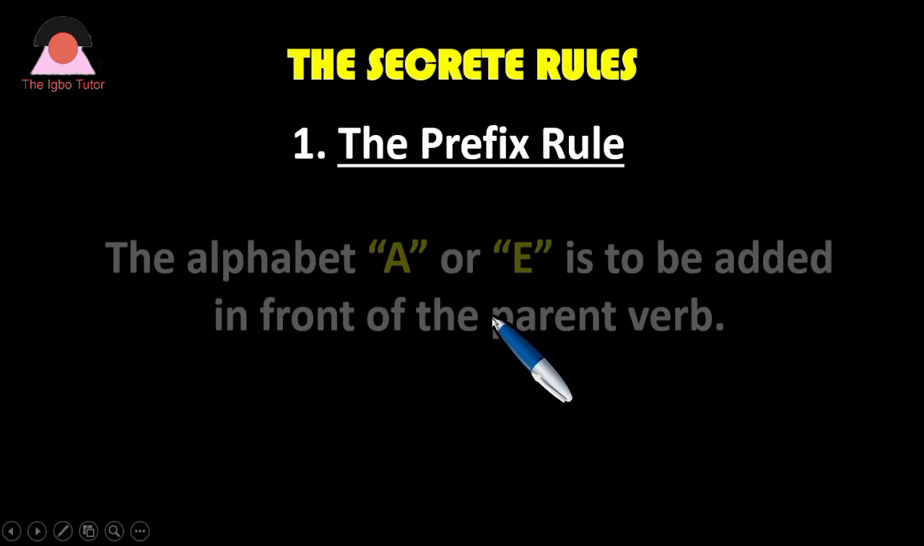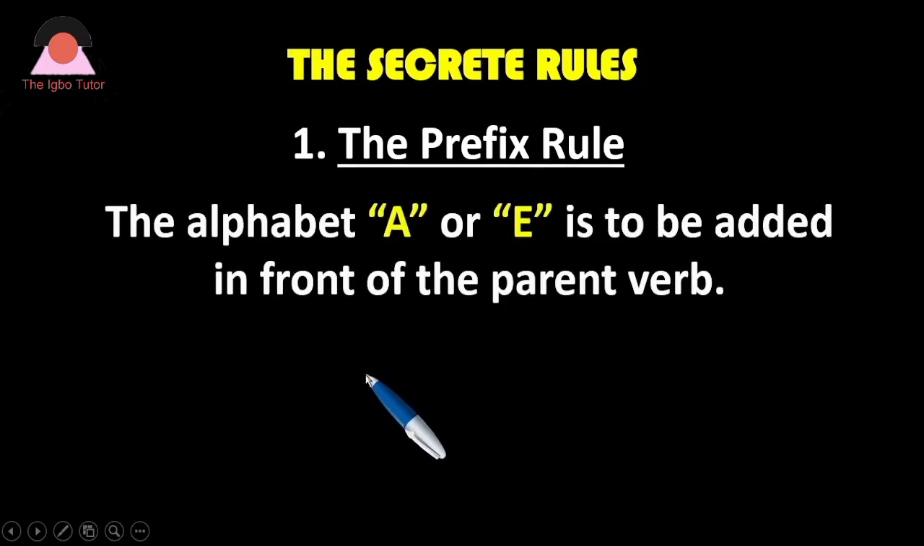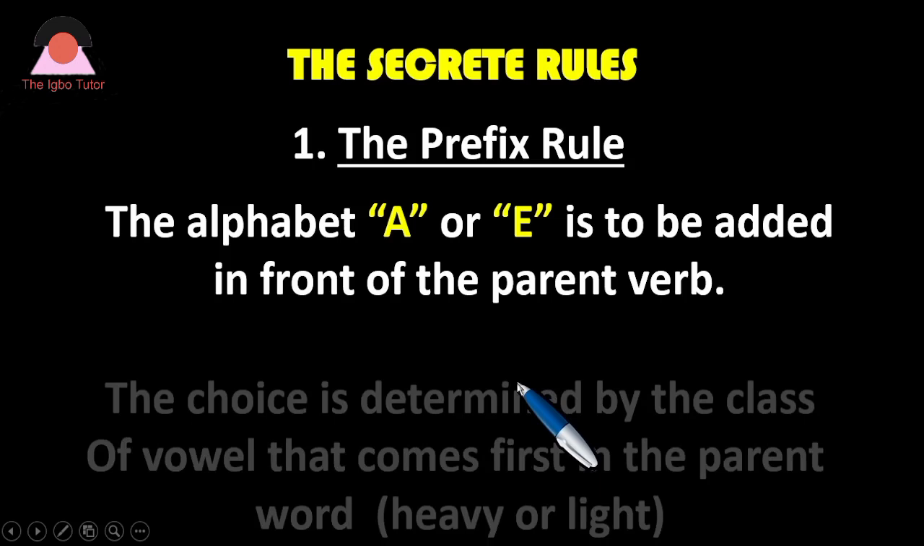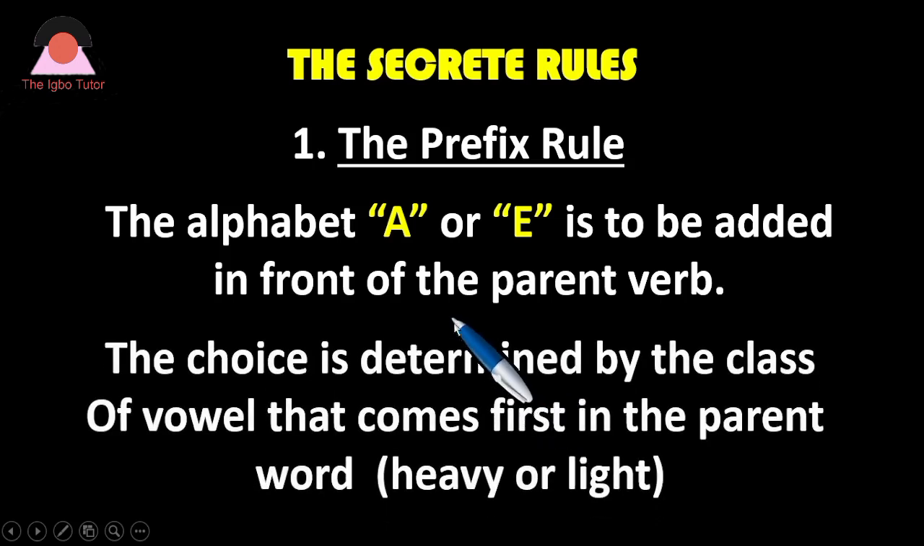What is this rule talking about? The alphabet A or E, which sounds A or A in Igbo, is to be added in front of the parent verb. That is a rule. But it's not just the addition. You need to know whether to add A or E, what makes you to make that choice, and what is the guiding principle there. The choice is determined by the class of vowel that comes first in the parent verb.